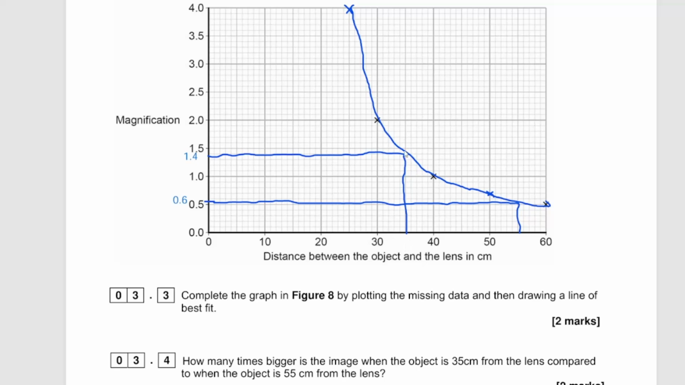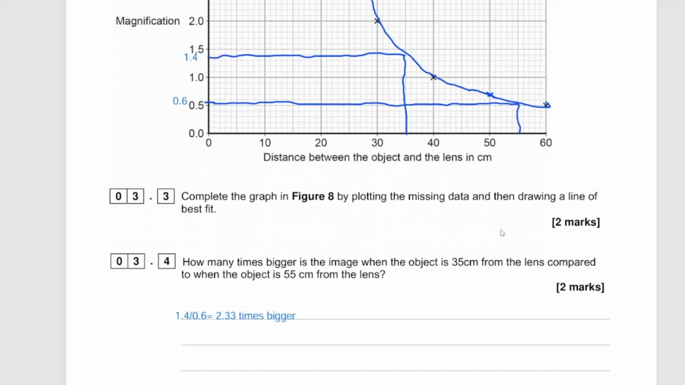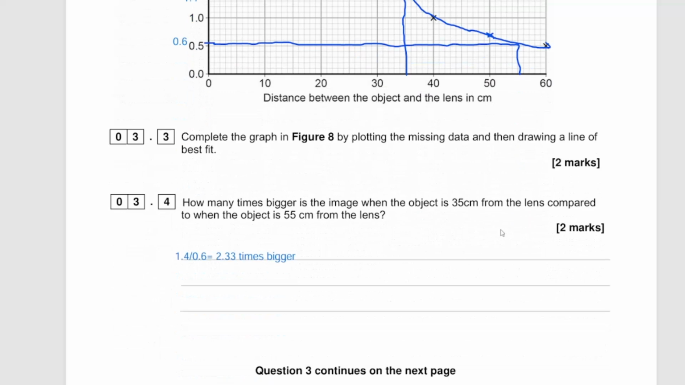So we take the readings for 35 and 55, and we get that the magnifications are 1.4 and 0.6. So to work out how many times bigger it is when it's 35 than when it is 55 centimeters, we simply do 1.4 over 0.6 and get 2.33 times bigger.